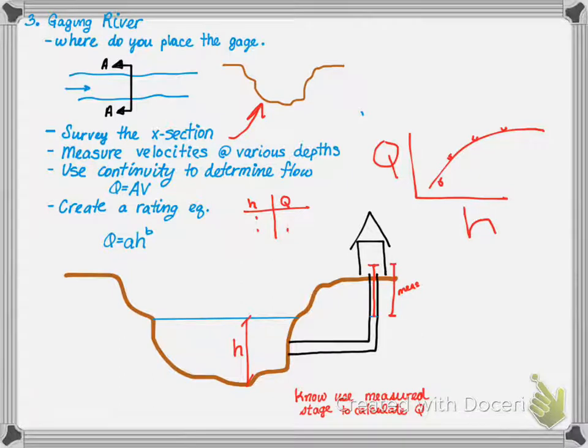Now we can measure the stage and calculate Q. So we measured the stage here, and we can convert it into an H. We can stick that H value into the rating equation and find the flow rate.